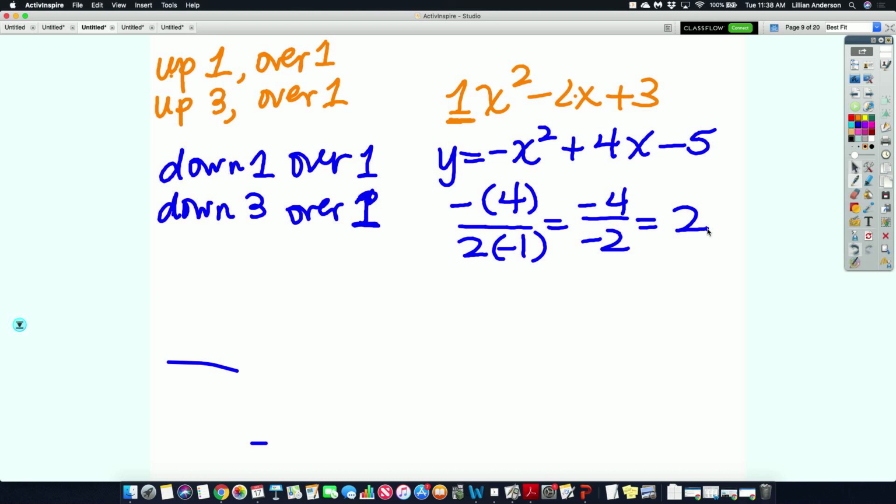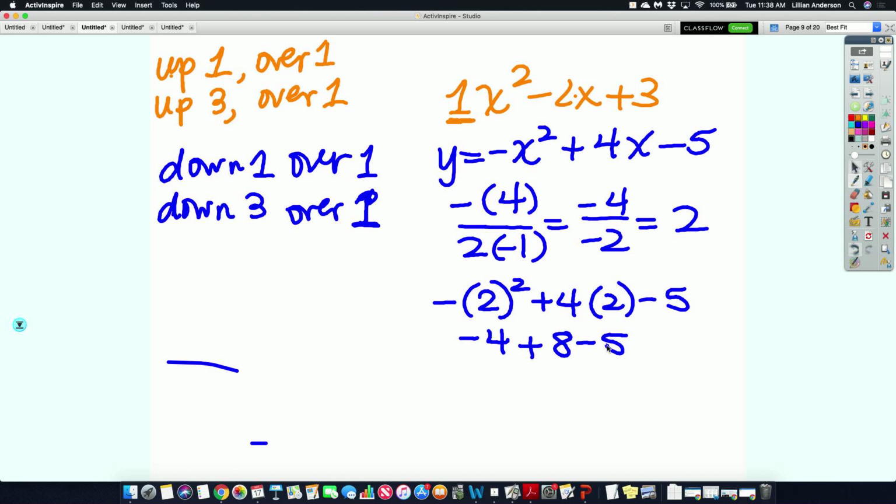So now, to find the y-coordinate, you plug it back in. And remember what I said. If there's a number in front of that x squared, you follow order of operations and then apply the number in the front. So what should you have done here? The squared. What's 2 squared? 4. And then made it negative. 2 times 4? 8. And then minus 5. And so what is that number? Negative 1. So my vertex is at 2, negative 1.